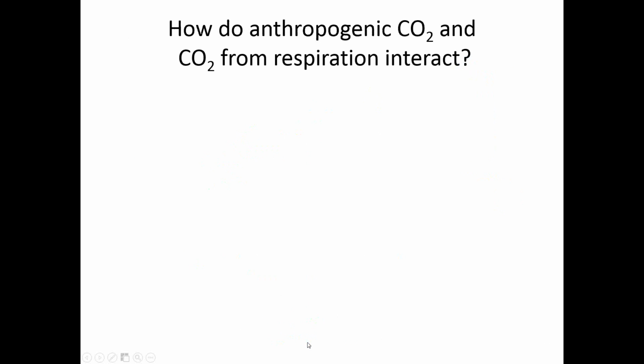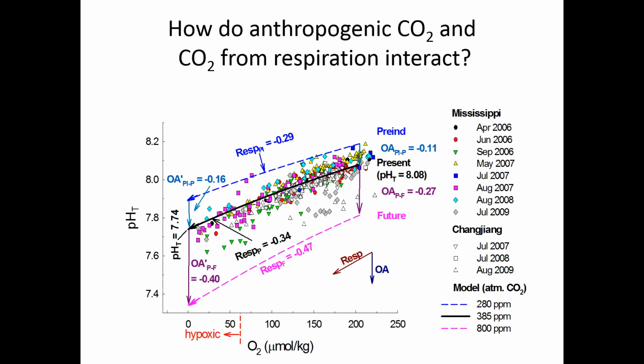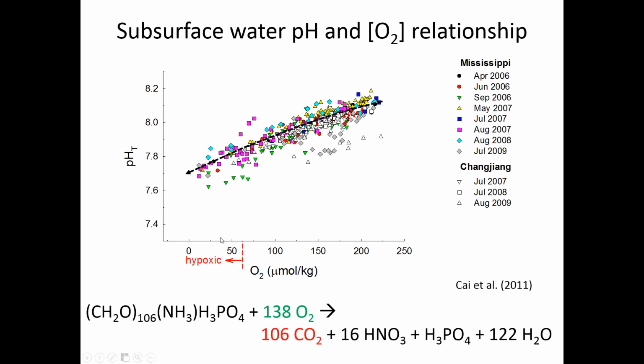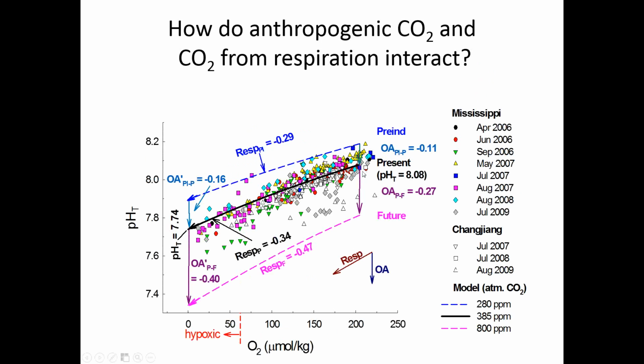So how do anthropogenic CO2 and the CO2 from respiration interact in this case? Unfortunately, you couldn't immediately see that. This is just data. It shows the pH decrease with oxygen, and that seems just the respiration. But if we take a simple model approach, we have Gulf of Mexico offshore alkalinity and DIC data, and if we decrease that DIC, you will have a lower pCO2.